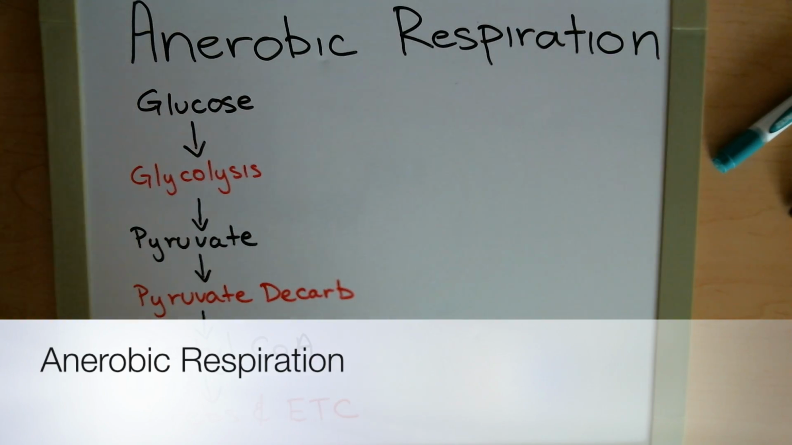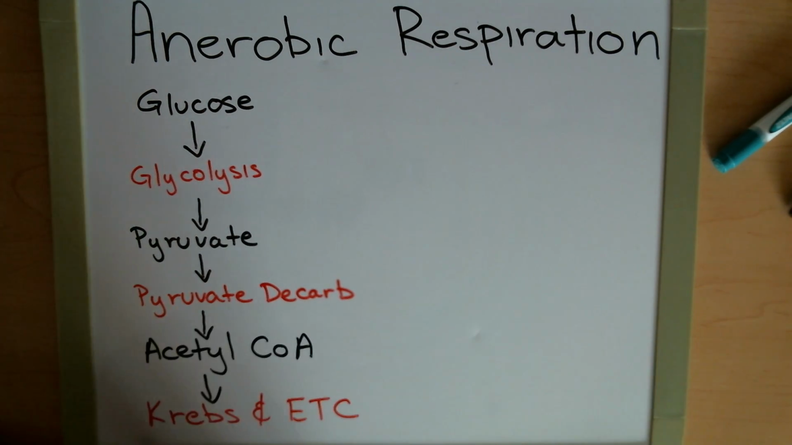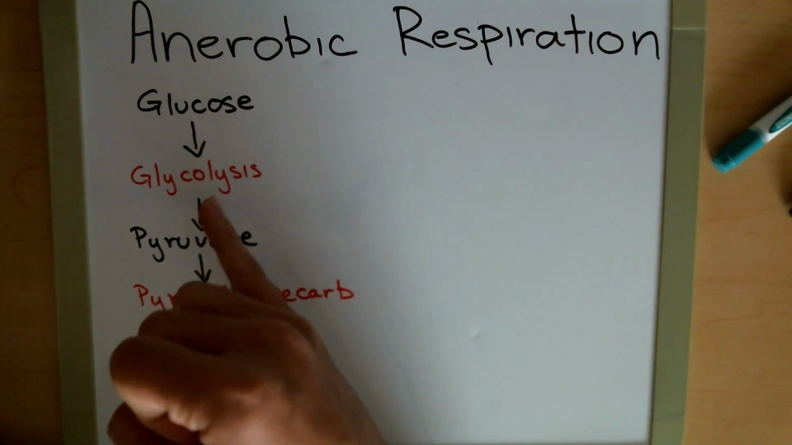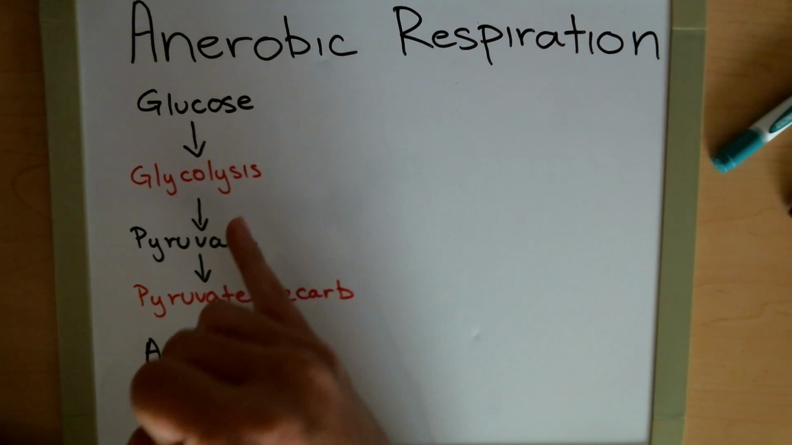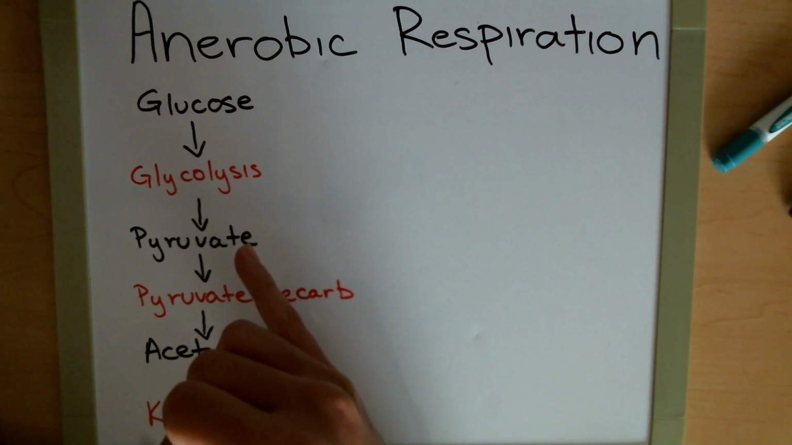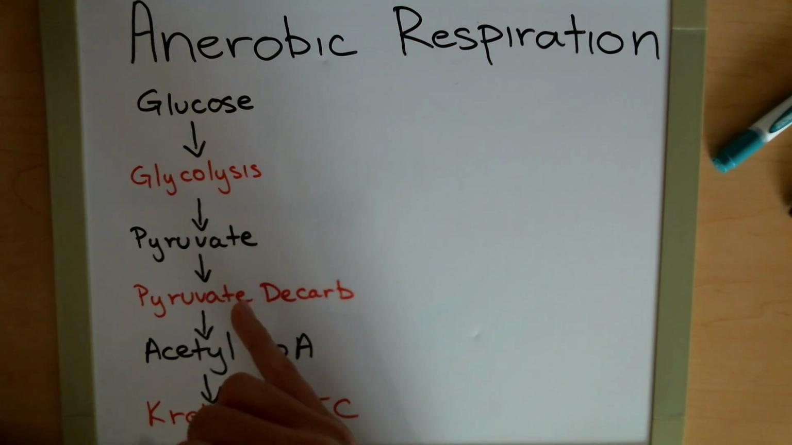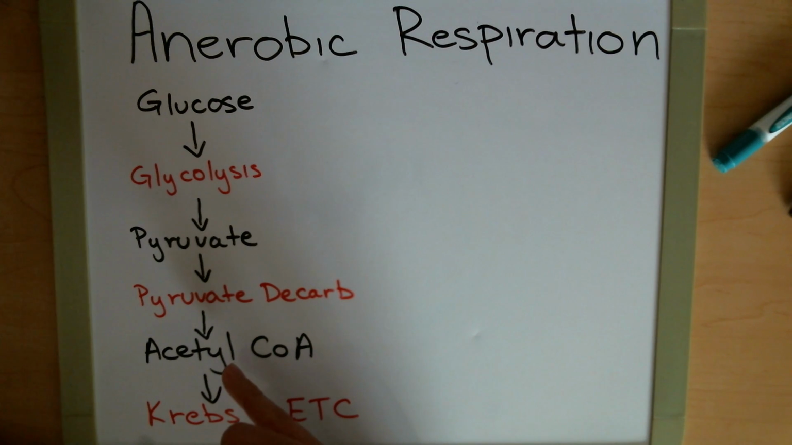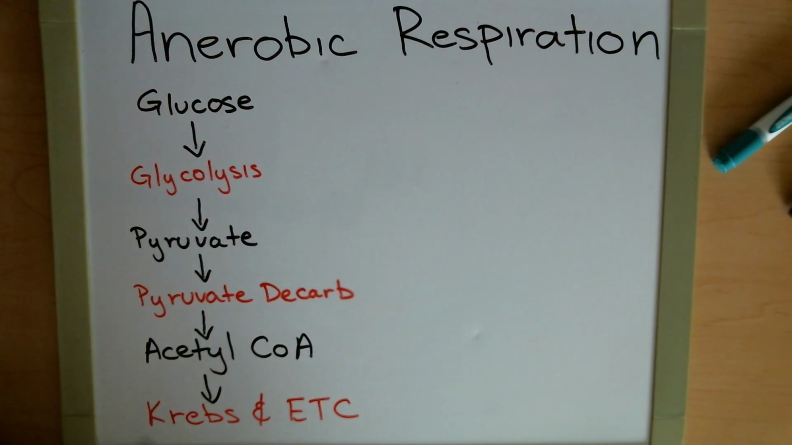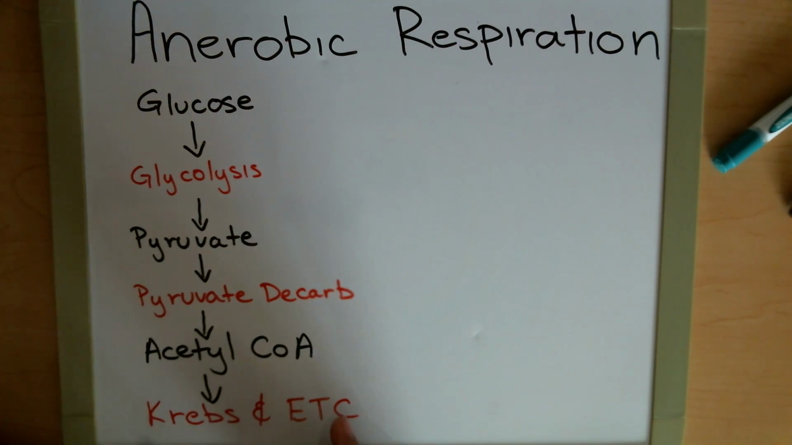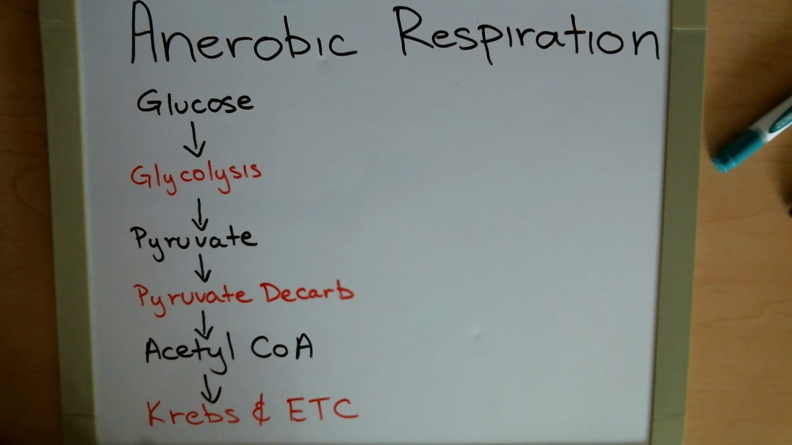Alright guys, in this video we're going to go over anaerobic respiration. Now, in the previous video, I went over aerobic respiration, where we have glucose that goes into glycolysis and spits out 2 pyruvate. Those 2 pyruvate will go through pyruvate decarboxylation, which produces acetyl-CoA. The acetyl-CoA will go into Krebs, and the NADH and the FADH2 will go through the electron transport chain.